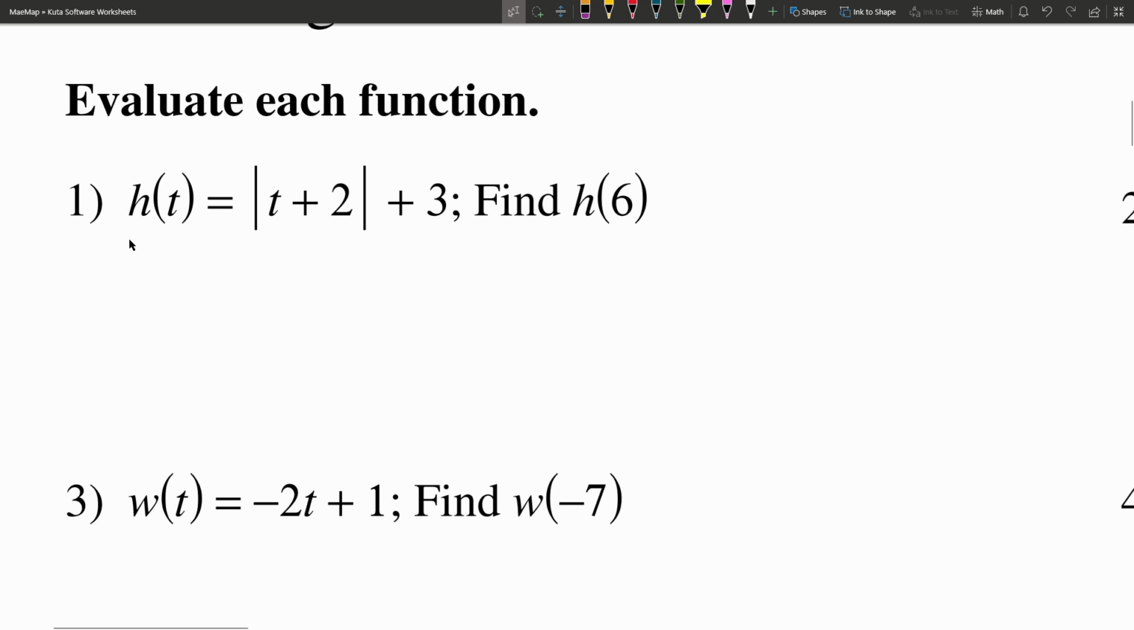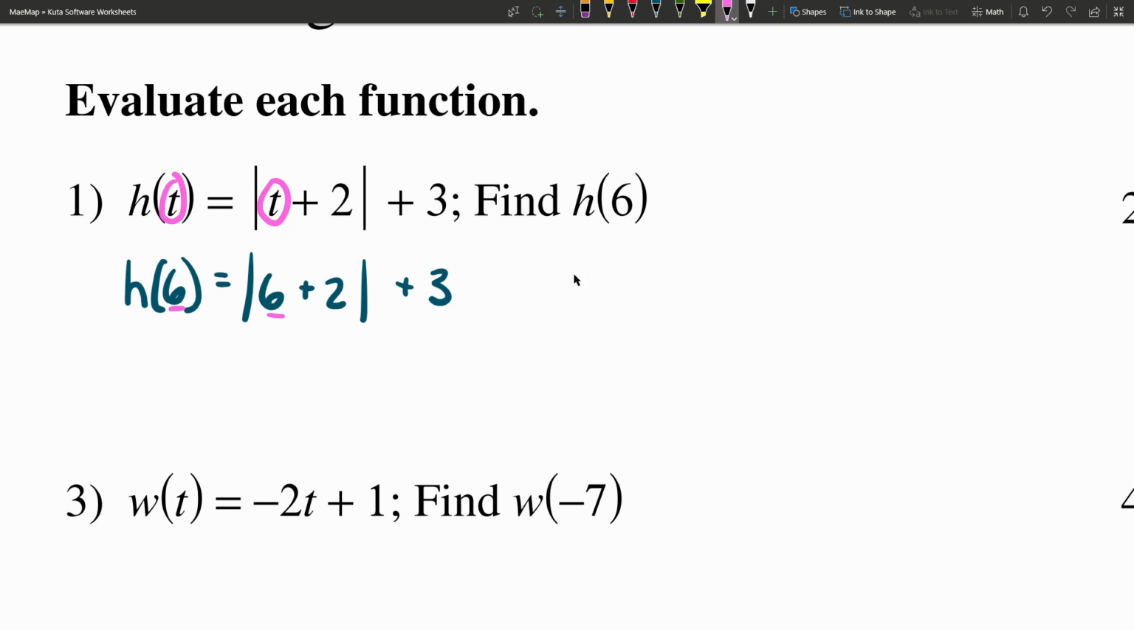So in number 1, we have our function h of t, and that's equal to the absolute value of t plus 2, plus 3. So what we're going to do is plug 6 in everywhere we have t. So we're going to have h of 6 equal to the absolute value of, remember we're plugging 6 in for t, 6 plus 2, that absolute value, plus 3. Again, all we're doing is taking t and plugging 6 in for t.